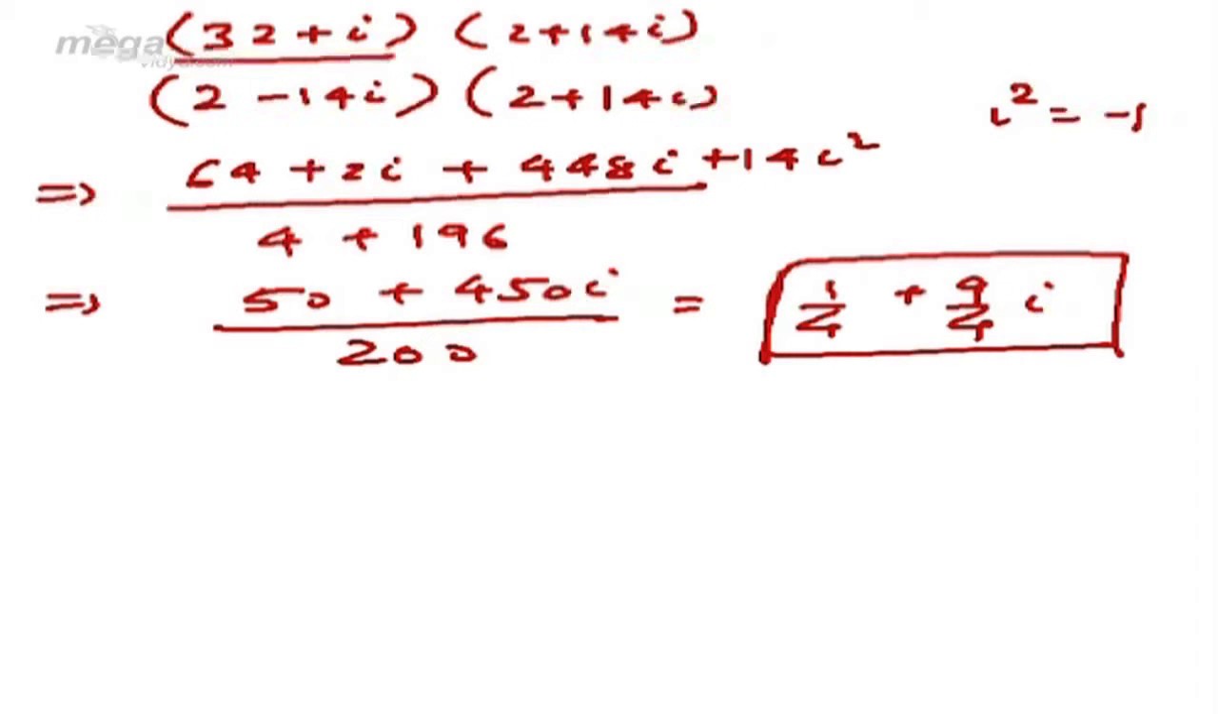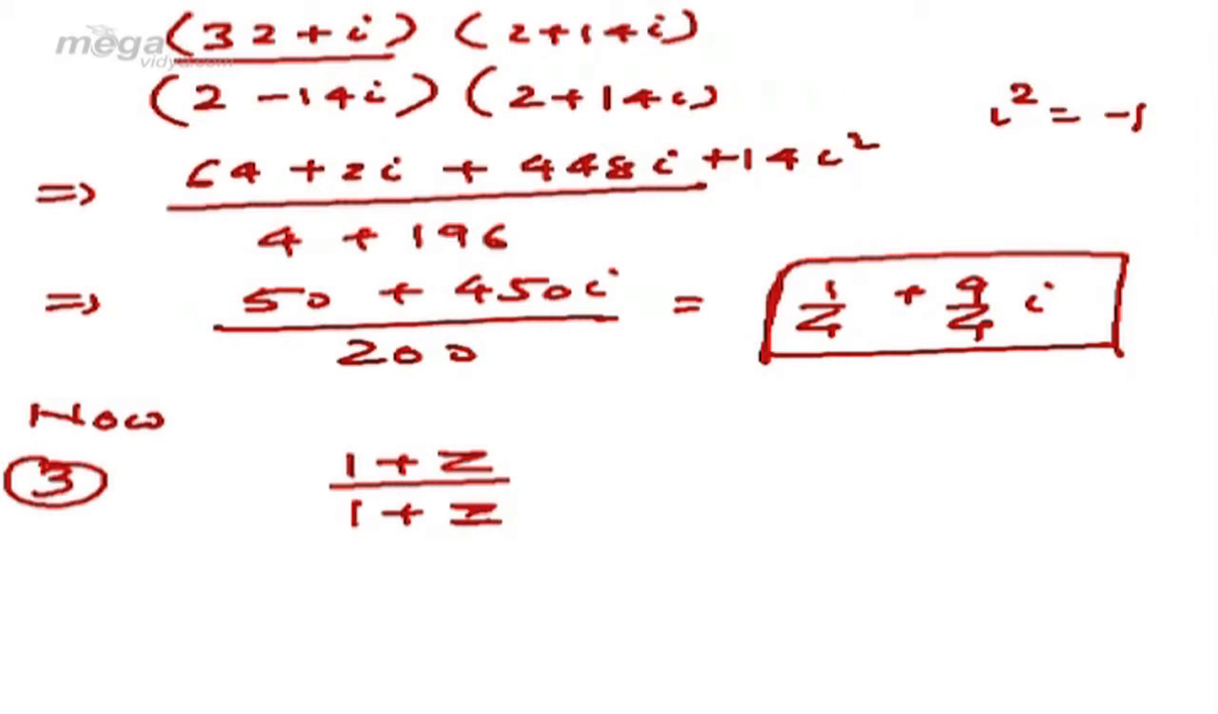So we have seen two illustrations of writing complex numbers in the proper form of a plus ib. Now let us use more properties of the complex number in the coming examples. Suppose example 3, given as 1 plus z upon 1 plus z bar. You have to find out the value of 1 plus z upon 1 plus z bar, given mod of z is equal to 1. You can solve this problem by two methods.